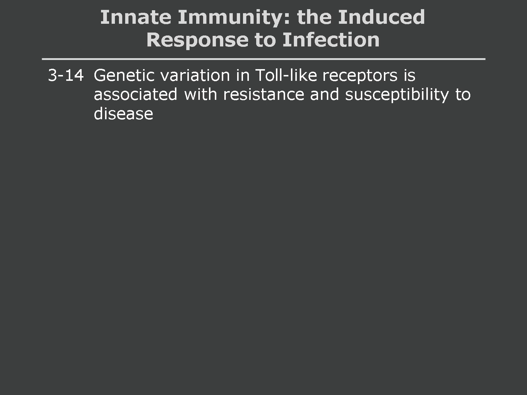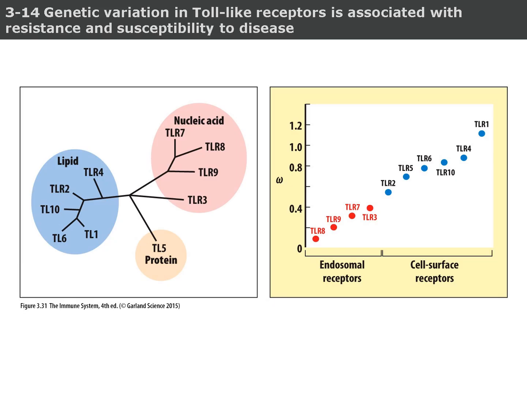Genetic variation in toll-like receptors is associated with resistance and susceptibility to disease. This figure explains how genetic variation in toll-like receptors is associated with either resistance or susceptibility to disease, depending on their type and cellular location.